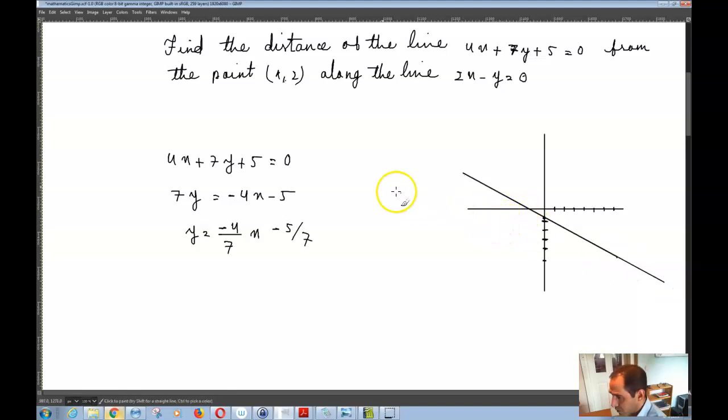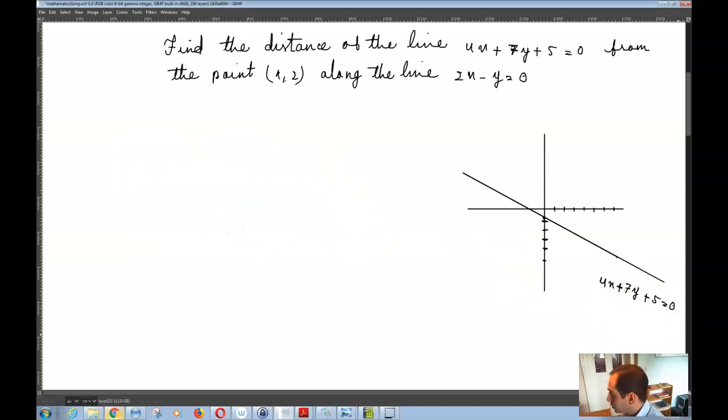So this is the graph of the line 4x plus 7y plus 5 is equal to 0. Now there is a point over here, (1, 2), and there is a line over here, 2x minus y is equal to 0. So that means that negative y is equal to negative 2x, y is equal to 2x. This is a line going through the origin with a slope of 2.